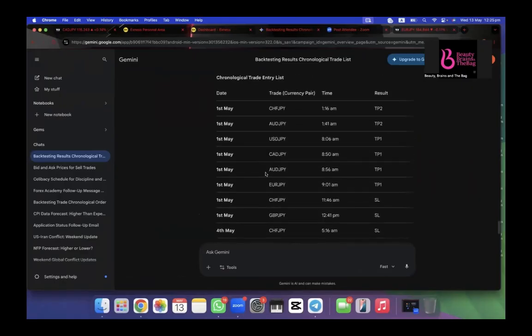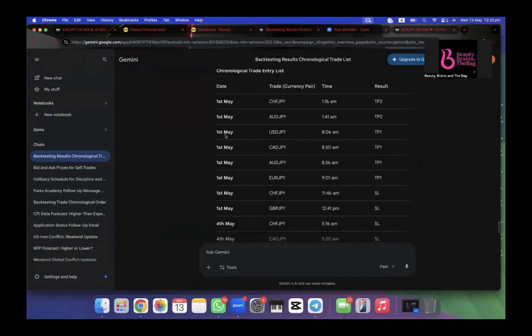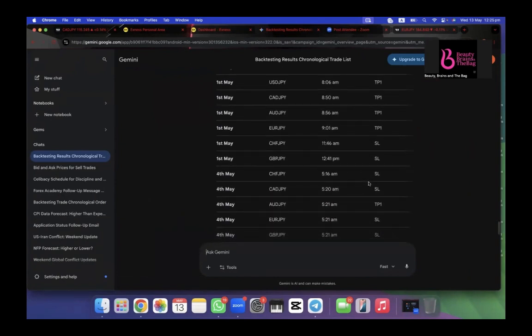So if I took all those trades 2 weeks ago, first for me, I would have woken up with a TP2. Then later, 1:41 a.m., I would have woken up with a TP2 again. Then this one, TP1, TP1, TP1. So it definitely arranged all this, which would have taken me time.